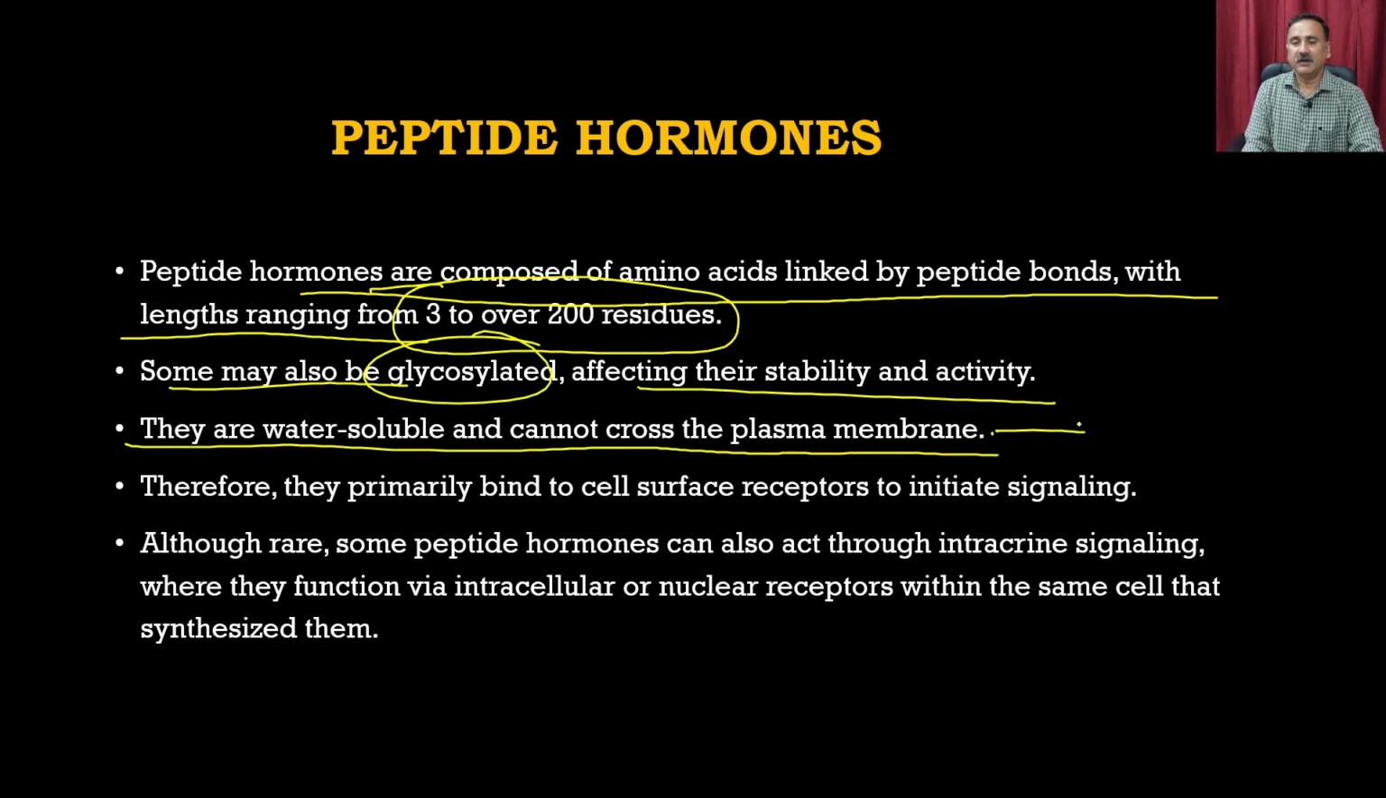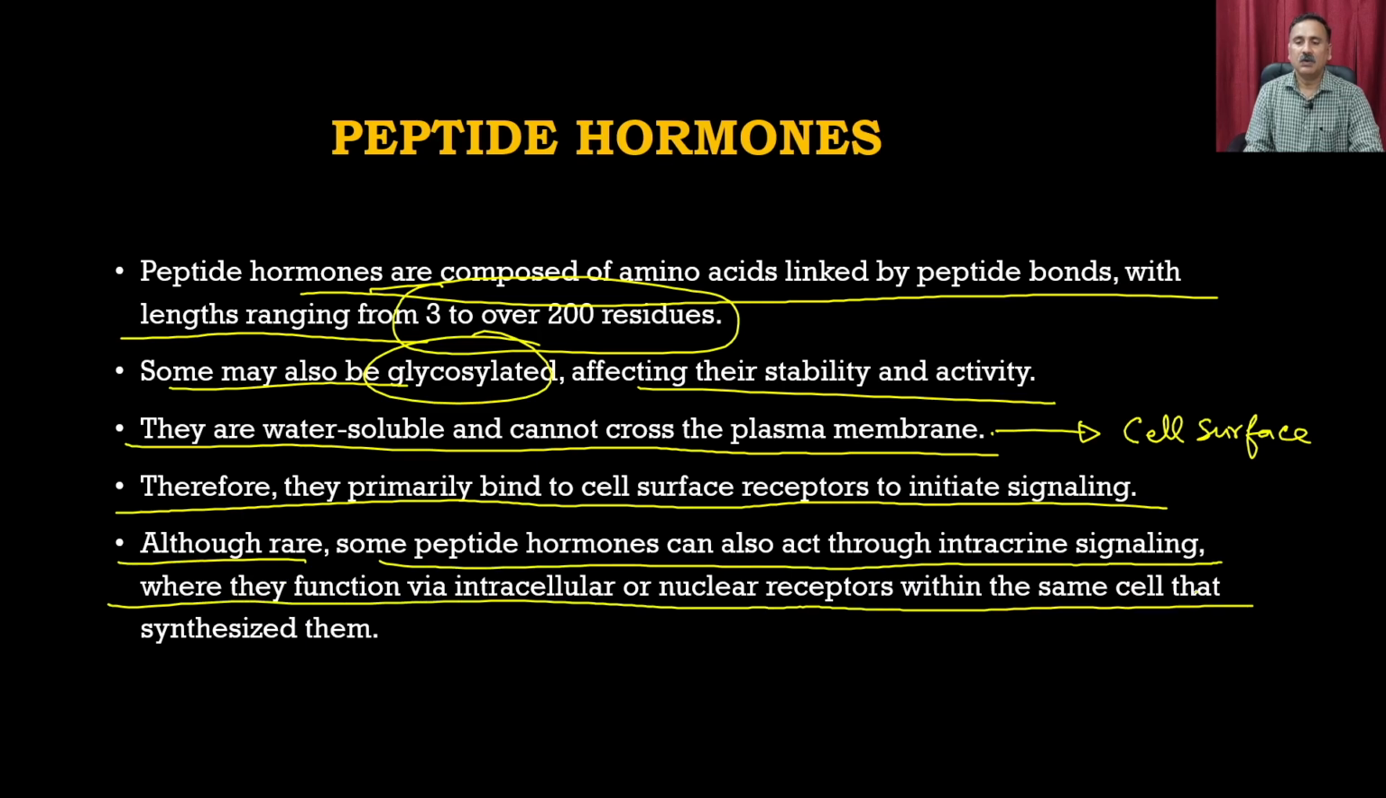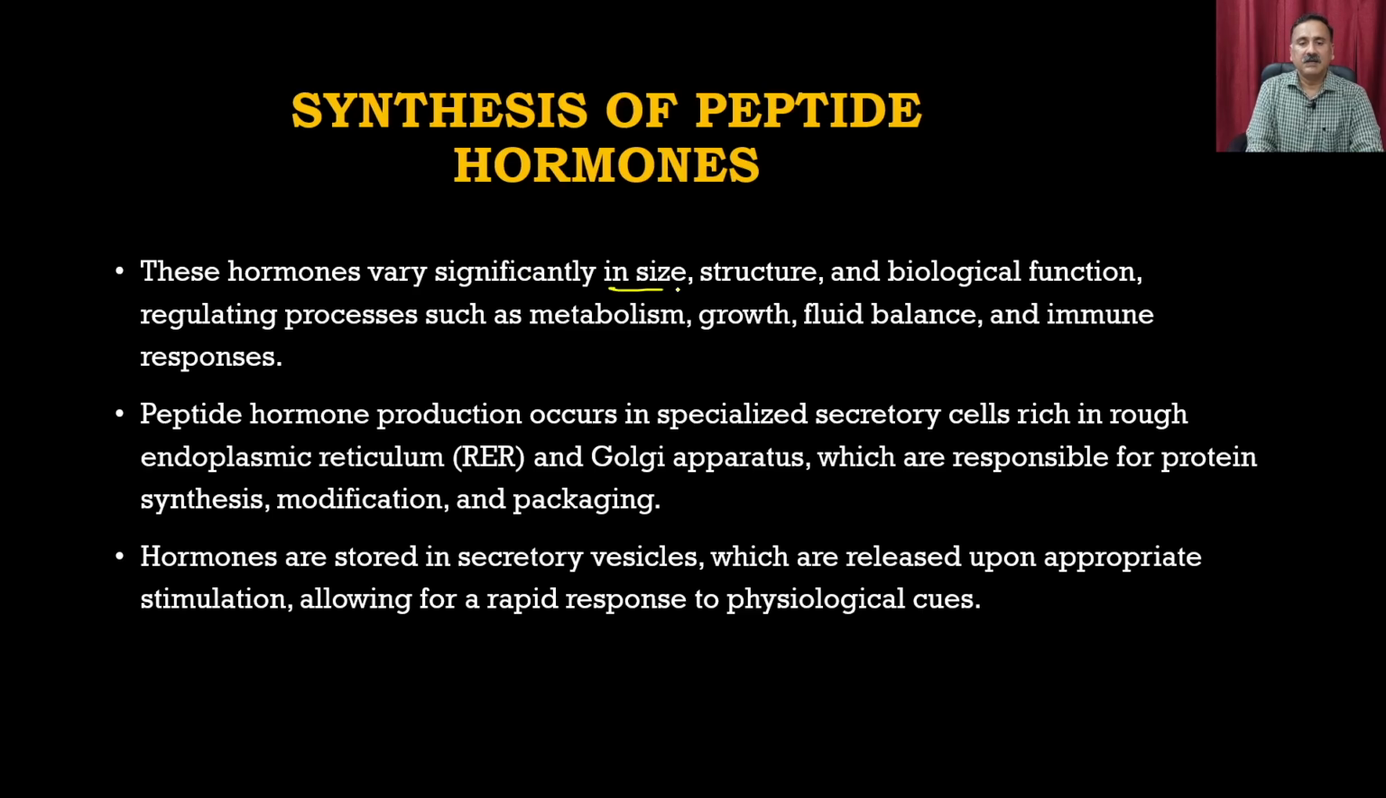It means they are going to bind the receptors present on the cell surface. Therefore, they primarily bind to the cell surface receptor to initiate cell signaling. Although rare, some peptide hormones can also act through intracrine signaling, where they function via an intracellular or nuclear receptor within the same cell that synthesizes them. These hormones vary significantly in terms of size, structure and biological function, regulating processes such as metabolism, growth, fluid balance and immune responses.